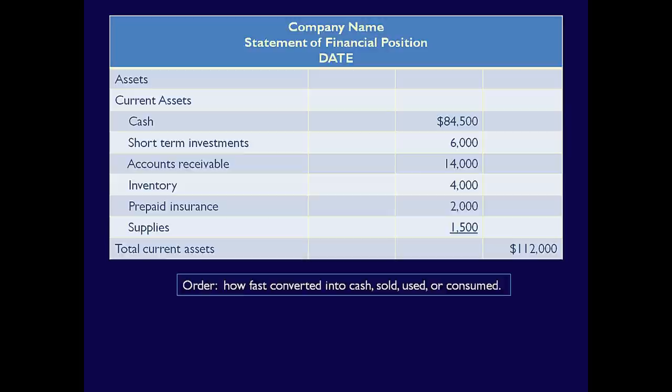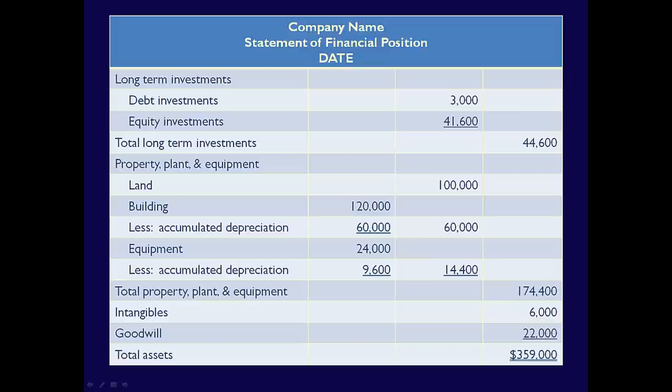The next section is the non-current assets. I have listed them from long-term investment to goodwill. Notice, if there is only one item in the section, there is no subtotal necessary. Intangibles and goodwill are examples of this. If there are more than one item listed under a heading, as there is for long-term investments and property, plant, and equipment, there must be a subtotal.